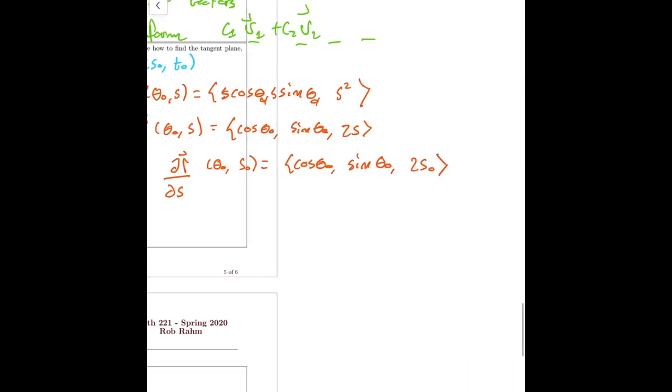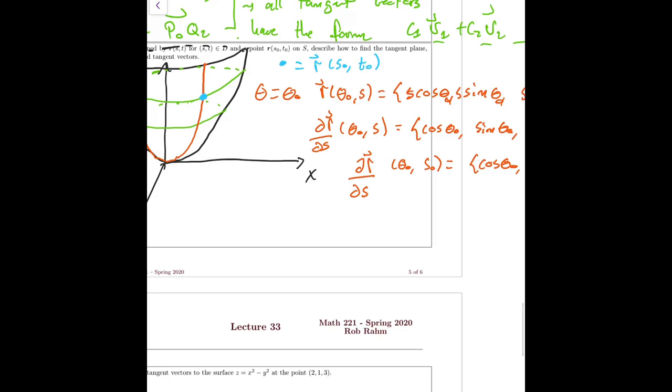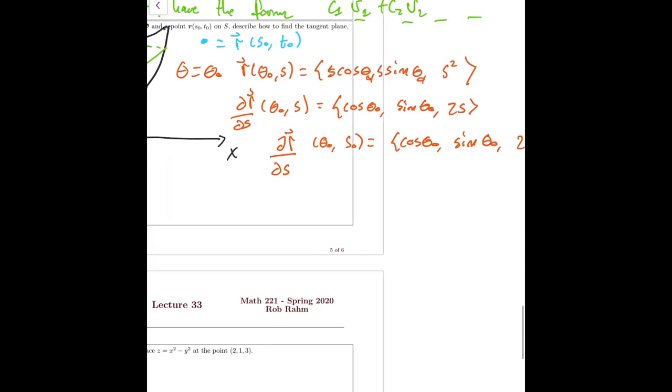Okay, so this gives a vector, and it gives a vector that is tangent to the orange line, but it is also tangent to the tangent plane, because the orange line goes through the tangent plane. At this blue point, the green curve and the orange curve are tangent to the tangent plane.